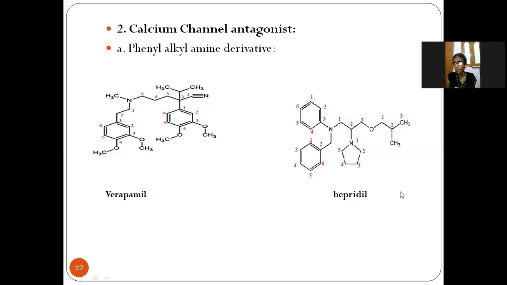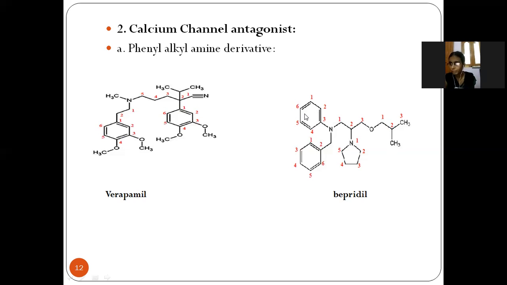Next, bepridil. If you see the structure of the bepridil here, 2 benzene rings are there, 1 and 2. So these benzene rings are attached to the nitrogen atom, and this is attached to the propane. See 1, 2, 3. 3 carbon atoms means it is named as a propane, and for the propane in the second position, the 5-membered ring with nitrogen is attached. And here in the third position, the oxygen group is attached. So this oxygen group is again attached to the 2-methyl propane. I will explain it again.